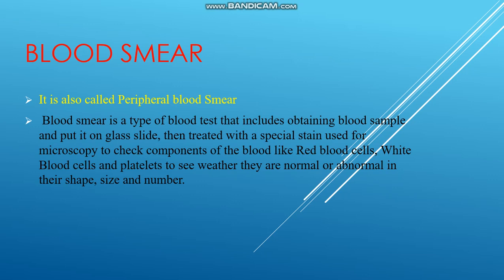Then, after we make a slide from the blood sample, we put a special stain like Giemsa stain and Leishman stain. These are the two stains which are mostly used in the laboratory. And then we need to perform microscopy of these slides to check whether the red blood cells, white blood cells, and platelets are normal in their size, shape, and number or not.